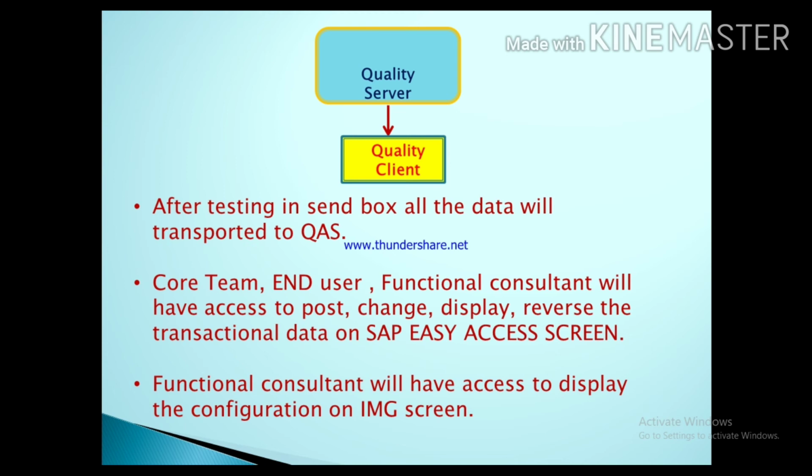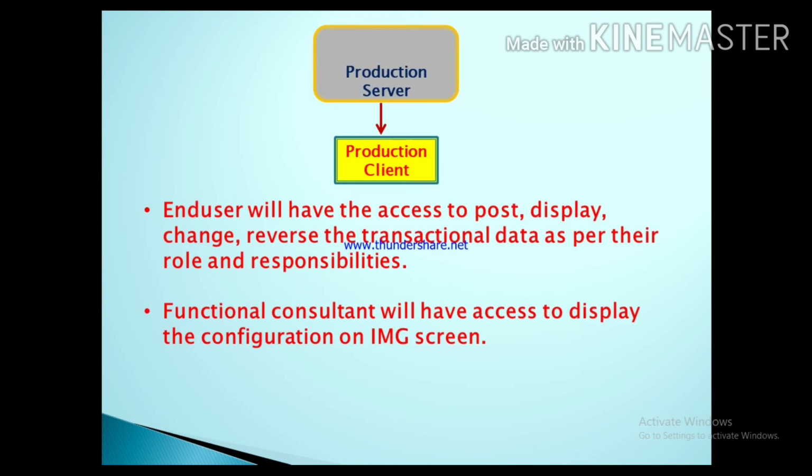After testing in this quality server, the system will go live in the production server. This is the final server on which data will go live. Here the company data will be recorded live. In this production server, end users have access to post, display, change, and reverse transaction data as per their roles and responsibilities. Users can perform their day-to-day activities in this production server.